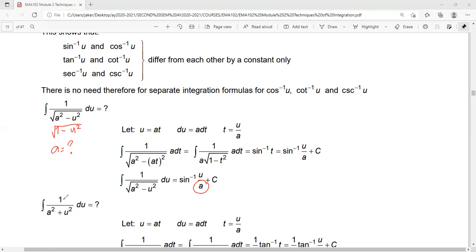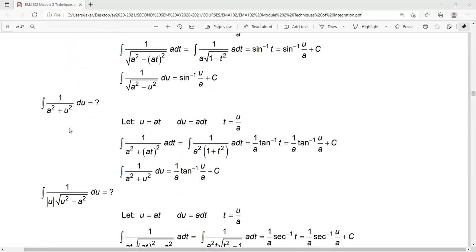Now, if you're given something similar to this scenario, this time you're not given a radical sign in the denominator, but you're given simply the sum of the squares of a real number and u squared. Now, this could have been a 1 plus u squared, which is easily written as the arctangent of u. Now, in this case, since you have an a squared or real number here, just determine the a. You take the square root of this particular real number and then follow this formula.